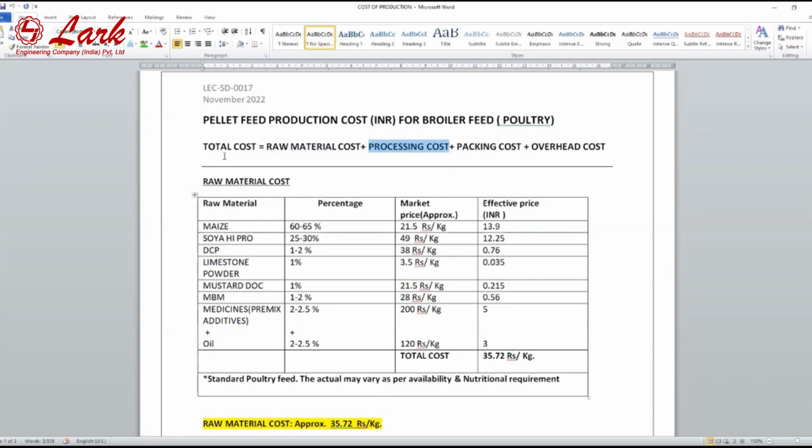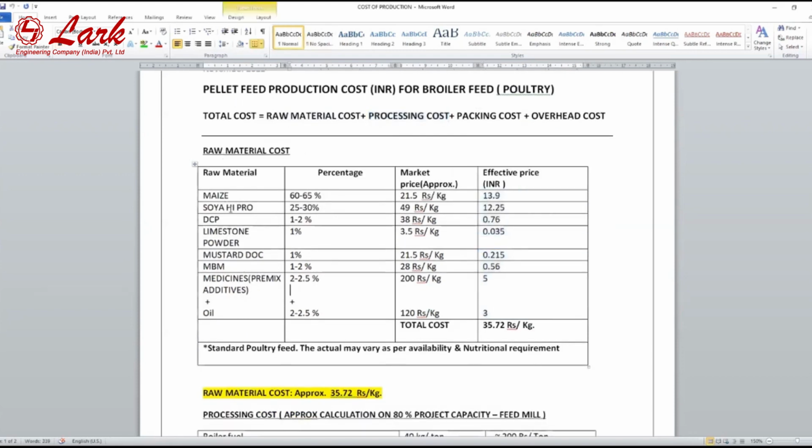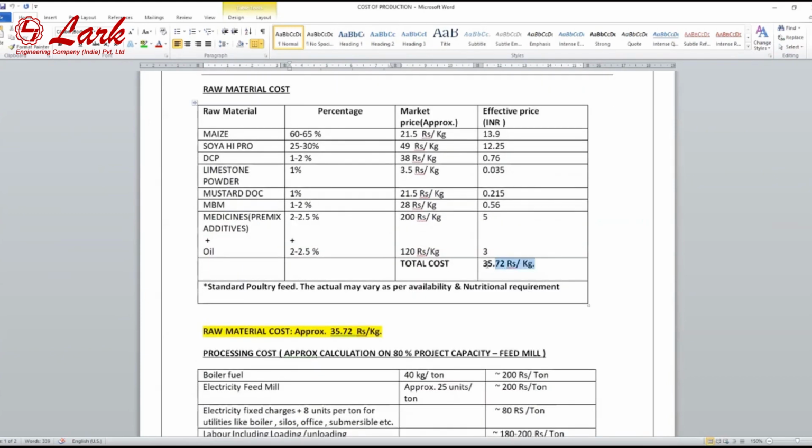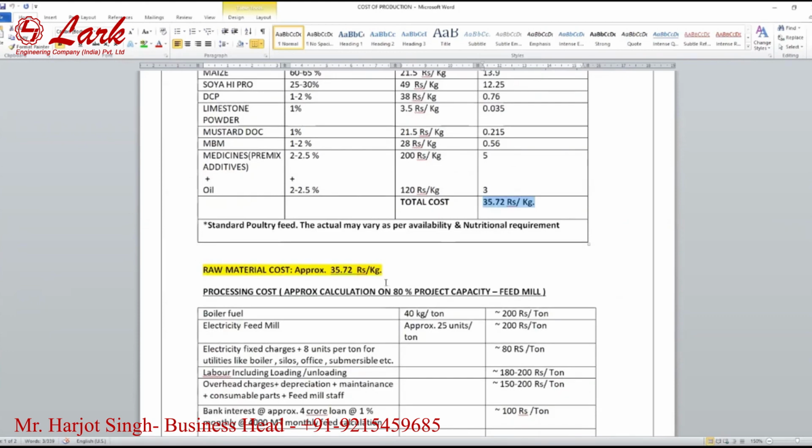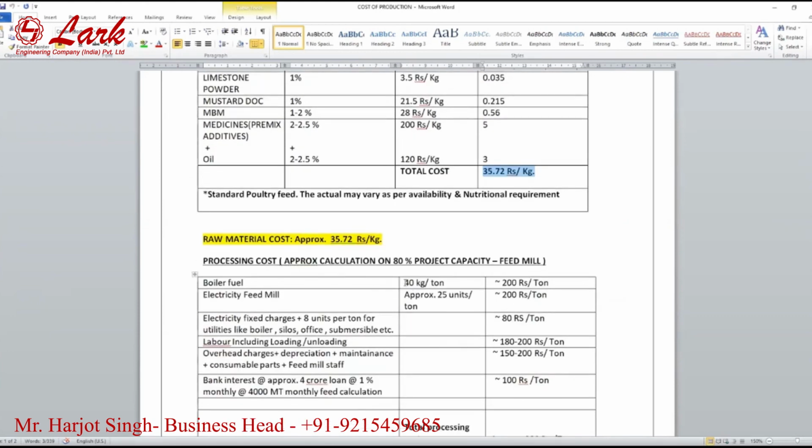₹21 or ₹22 per kg, soya hypro, DCP, limestone powder, mustard DOC, MBM, अलग अलग आइटम्स का एक जनरल परसेंटेज लेकर, that may vary as per the recipe, as per the formulation and location. तो एक जनरल हमने रॉ मटेरियल का एवरेज प्राइस लिया, that comes around ₹35 per kg, that may be 32, 31 or 36. तो एक रॉ मटेरियल का एवरेज कॉस्ट आ गया.